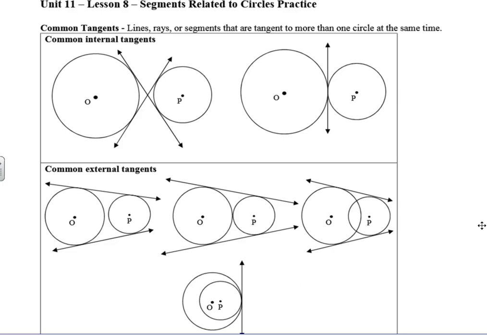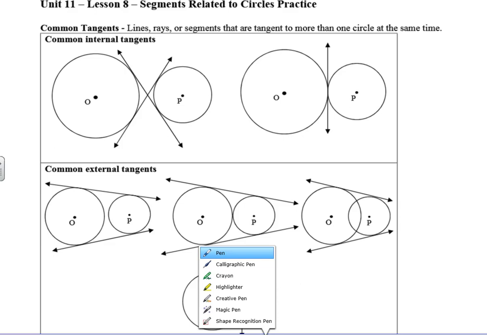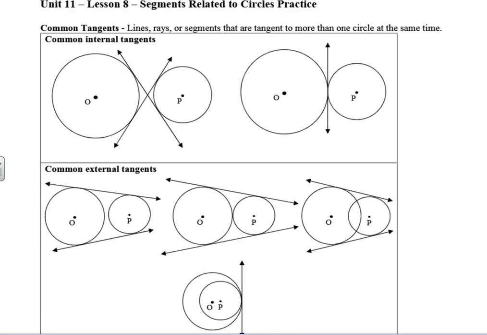If we have some space between those two circles, then there are two possible common tangent lines. We've got this line here and this line. If the circles are touching at one point, then there's only one possible common tangent line, and that would be just that kind of line that goes through and hits it only at one point.